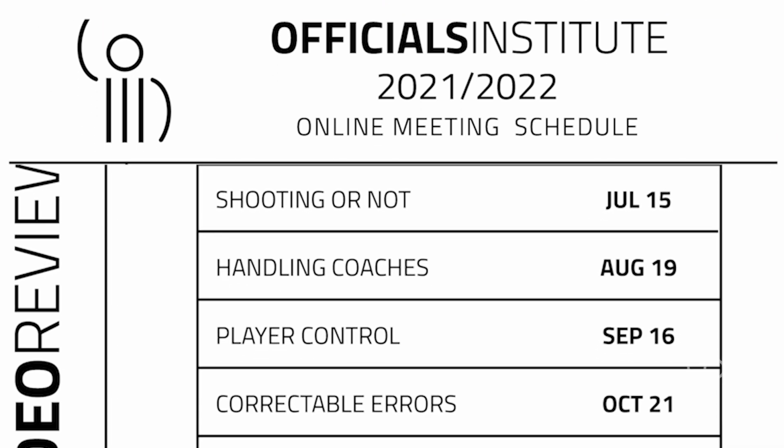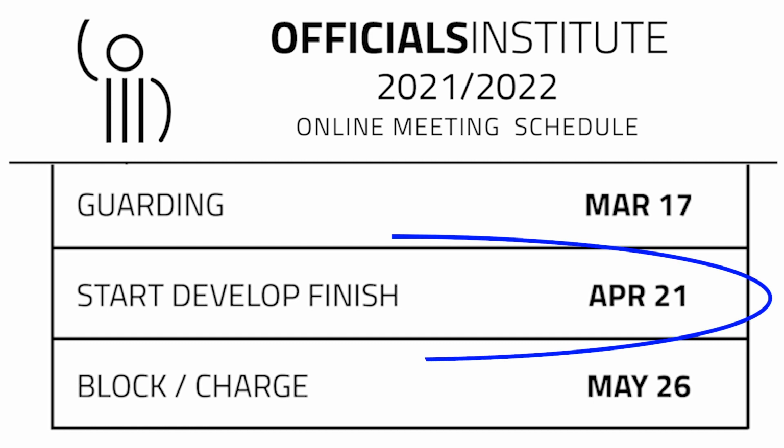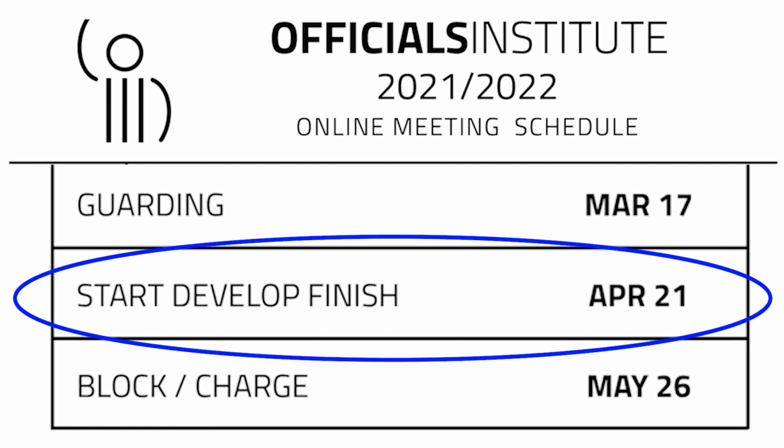Hey, Josh, do we know when the next meeting is? Oh, yes. So let's see. Next meeting. Let me pull it up real quick. It's a Thursday, as it always is. Third Thursday of the month, April 21st, 7 o'clock Central Time. Start, develop, finish. Oh, that's good.